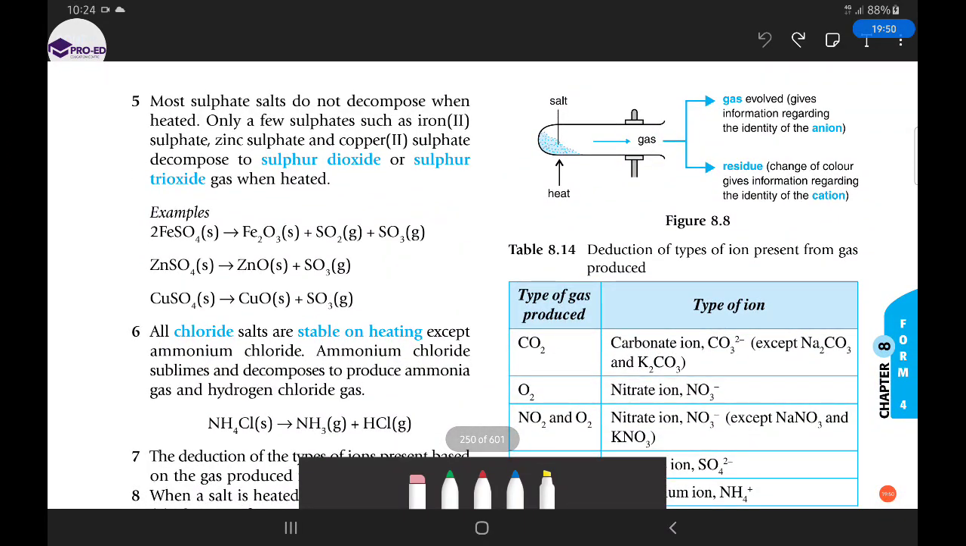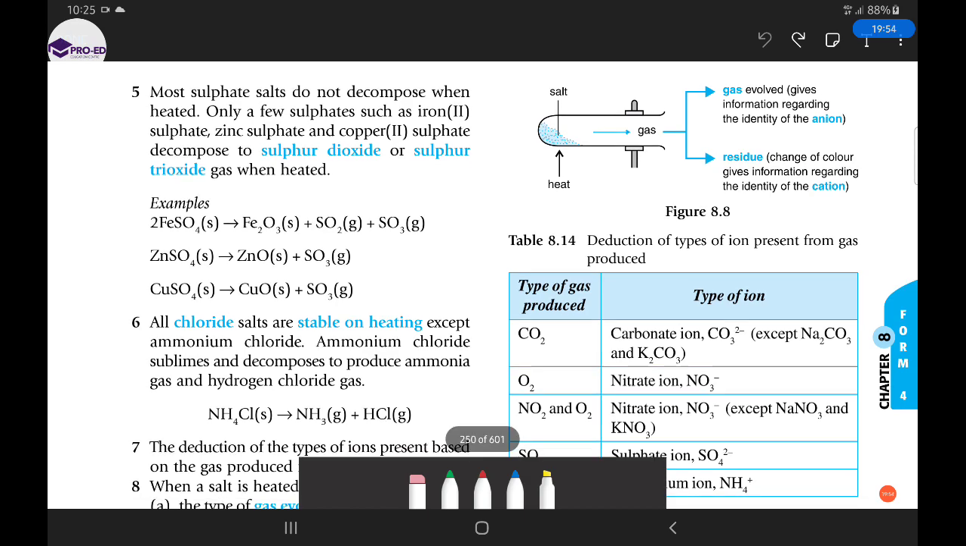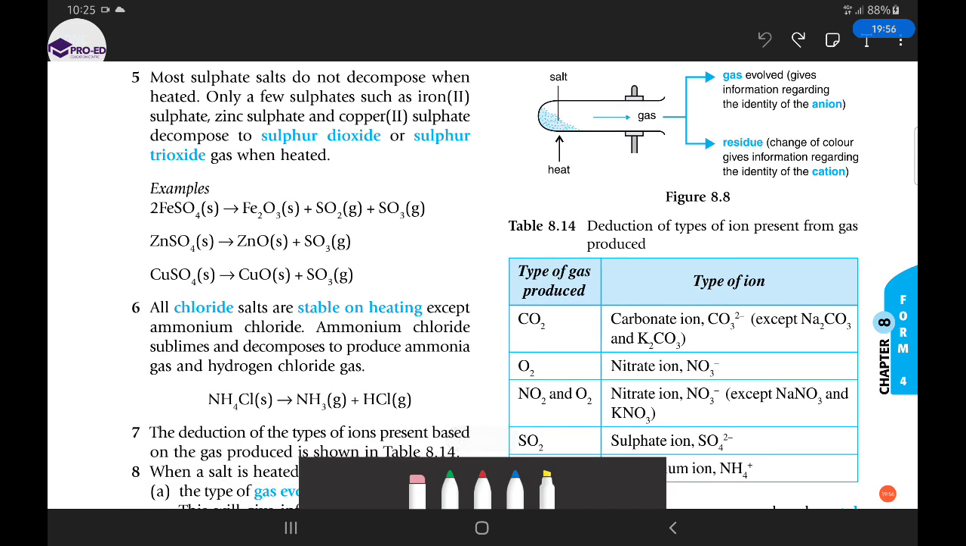So we have done ammonium, we've done carbonate, we've done nitrate salts. Now we are moving on to sulfate salts. If you look at number 5, most sulfate salts do not decompose when heated. Only a few sulfates will decompose when heated, and namely they will be iron II sulfate, zinc sulfate, and copper II sulfate. They are the only ones that decompose when heated, and they will produce either sulfur dioxide gas or sulfur trioxide gas, or sulfur dioxide and sulfur trioxide gas along with their metal oxides.